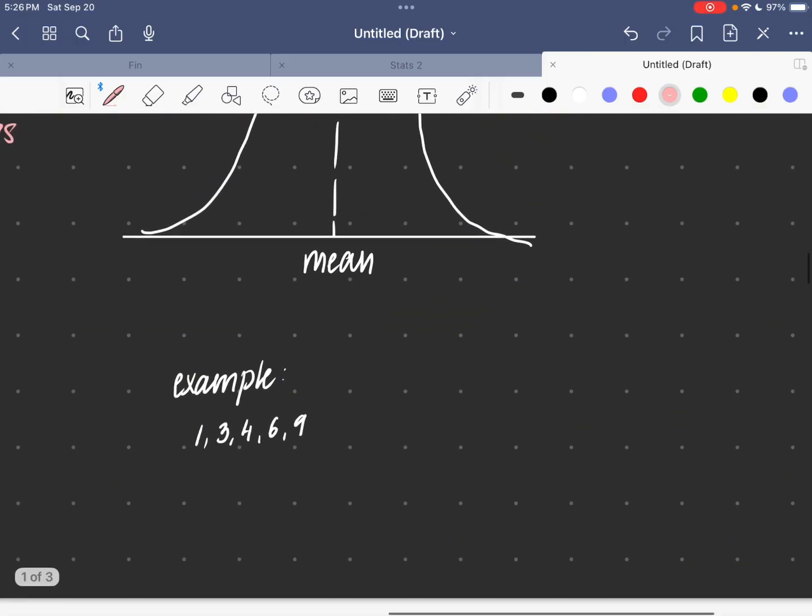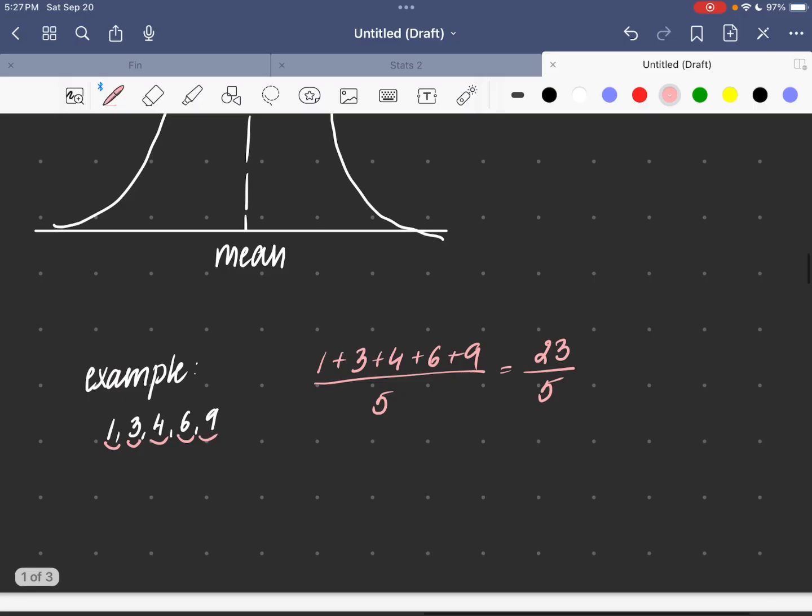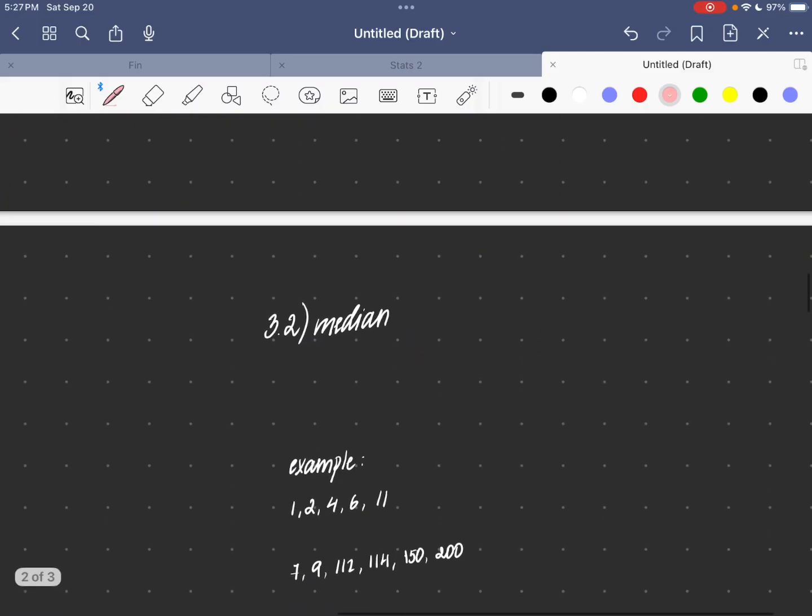So that would be, for example, here we have 1 plus 3 plus 4 plus 6 plus 9. And how many are there? So 1, 2, 3, 4, 5. We divide it by 5. That's 23 divided by 5. And that will give us 4.6. Okay, so we got our mean, and then we're going to move on to the median.